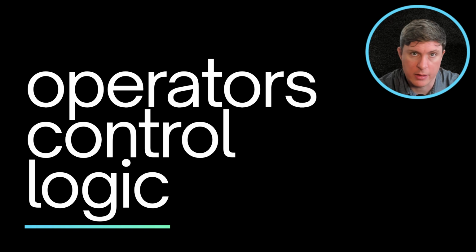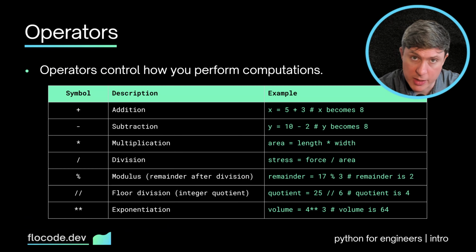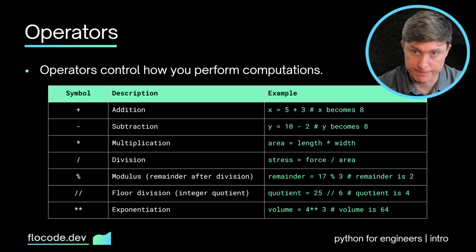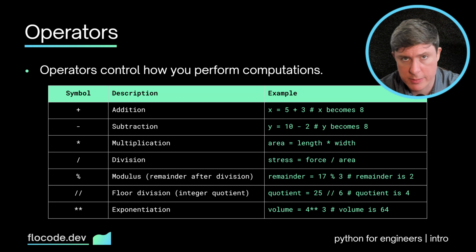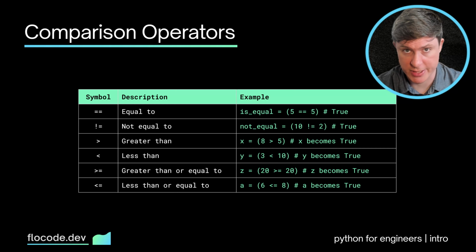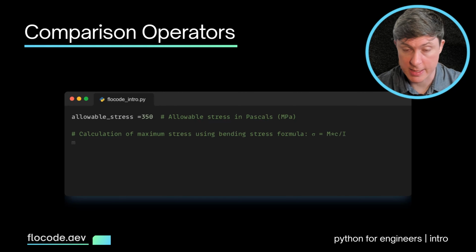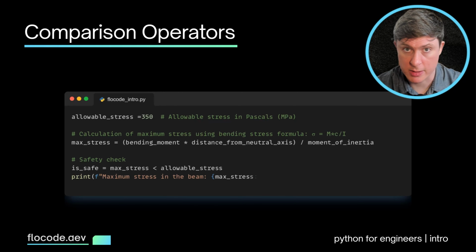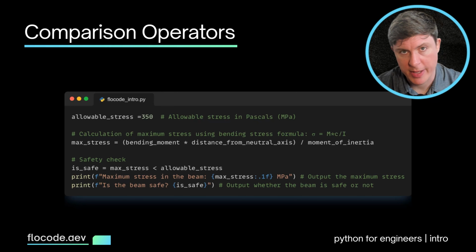Operators, logic, and control. Operators form the core of how you perform computations in Python. Basic arithmetic operators like plus, minus, multiplication, division, let you work with numerical data for everything from structural analysis to fluid flow. And beyond that, you have comparison operators like greater than, less than, equal to, which allow you to test conditions, which are essential for decision making throughout your code. Is this particular load within the allowable safety limits? Does this length exceed a certain value? Python's operators empower you to translate your engineering judgment into code that automates evaluation and actions.